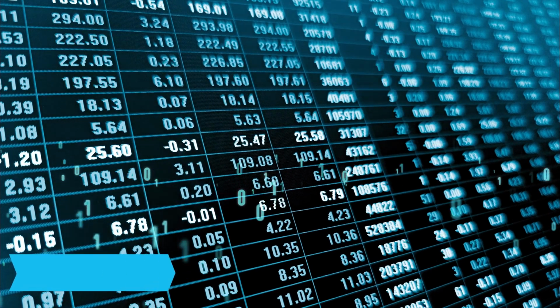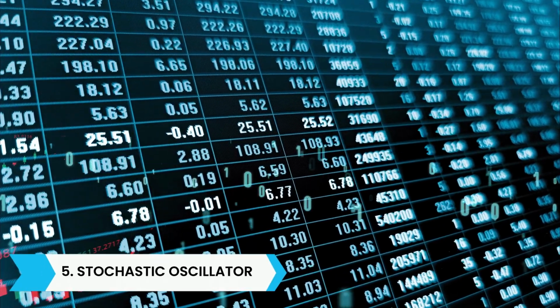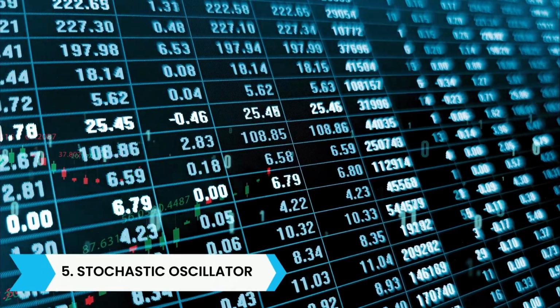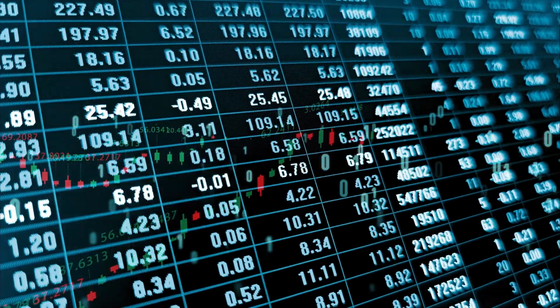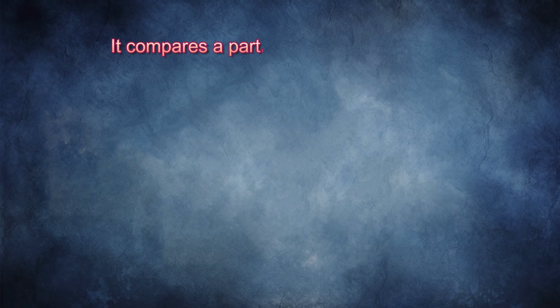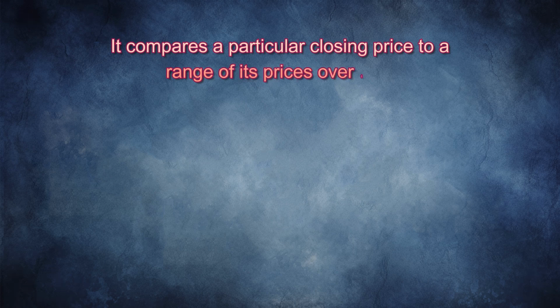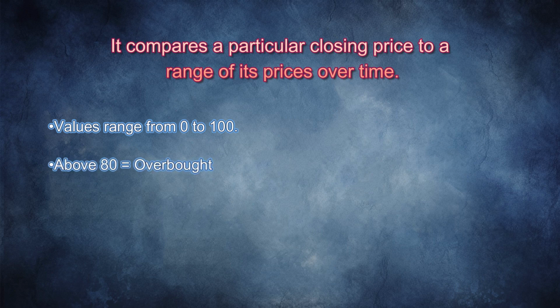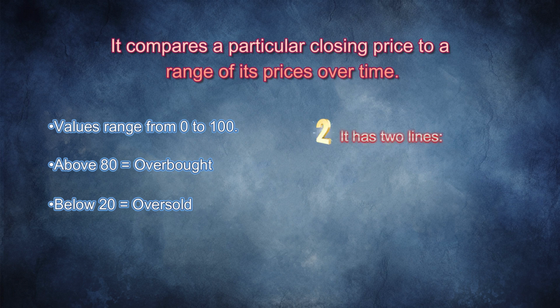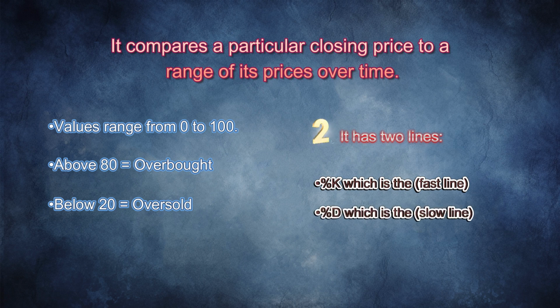The 5th indicator is the Stochastic Oscillator, another powerful momentum tool. The stochastic oscillator compares a particular closing price to the range of its price over time. Values range from 0 to 100. Above 80 would be considered overbought, and below 20 would be considered oversold. It has two lines, the %K, which is the fast line, and the %D, which is the slow line.